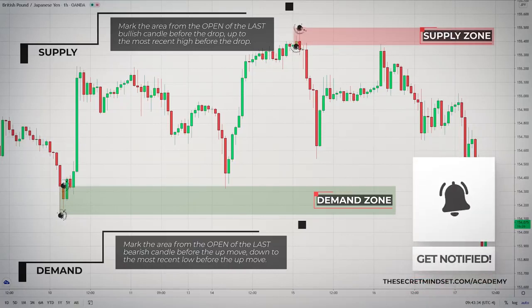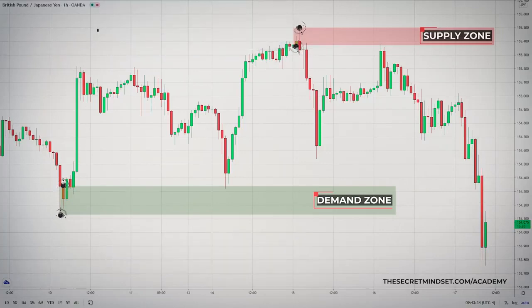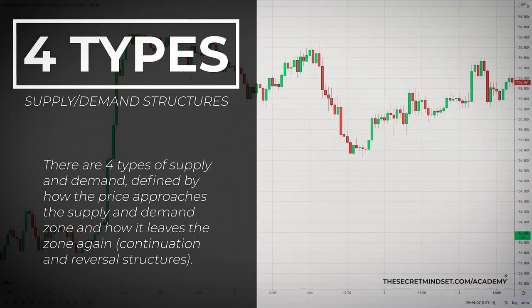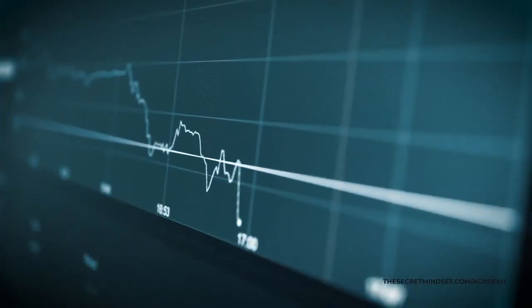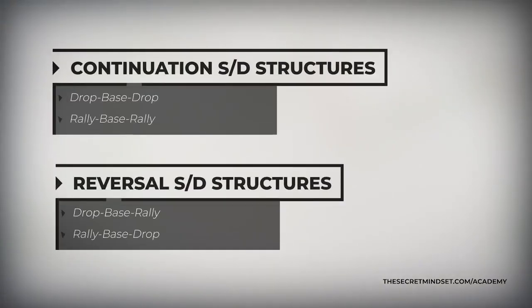If you want to know more about how to find and draw supply and demand zones, make sure you watch this video first. Now, there are 4 types of supply and demand, defined by how the price approaches the supply and demand zone and how it leaves the zone again. I've grouped them into continuation structures and reversal structures. Continuation price structures include drop base drop and rally base rally patterns. Reversal price structures are drop base rally and rally base drop patterns.